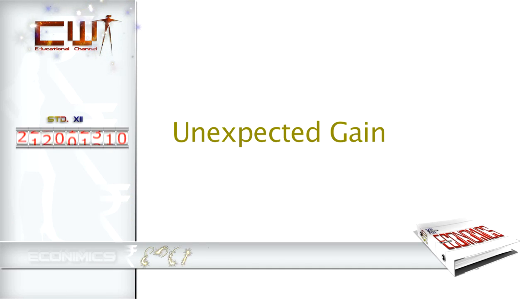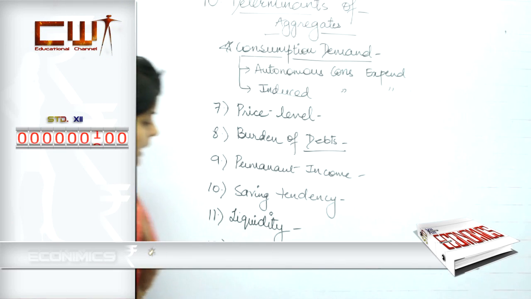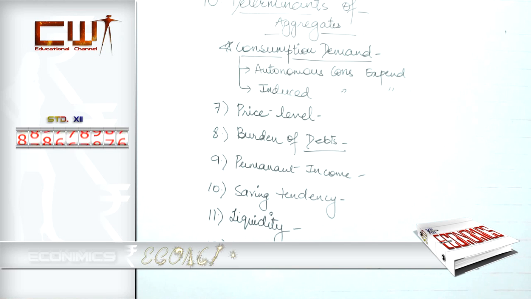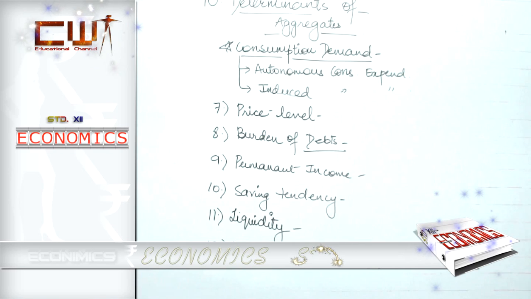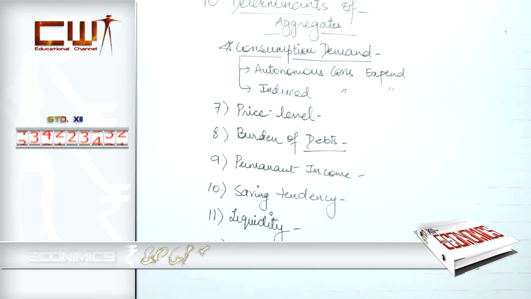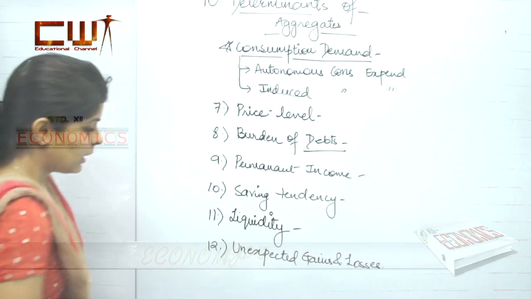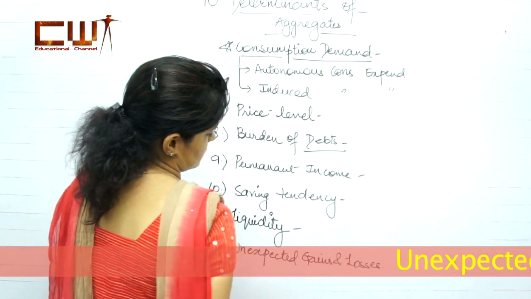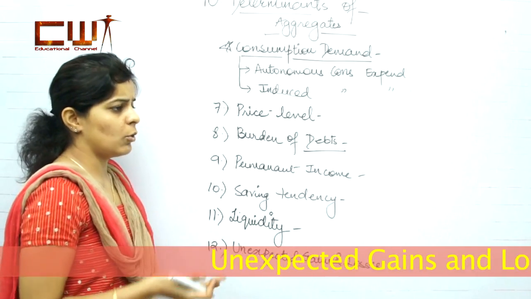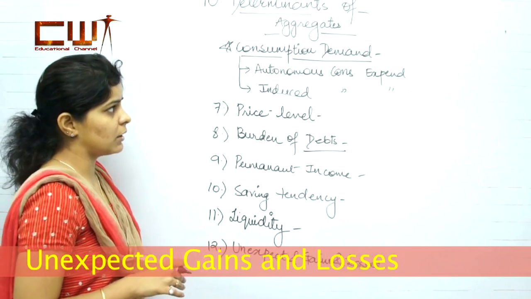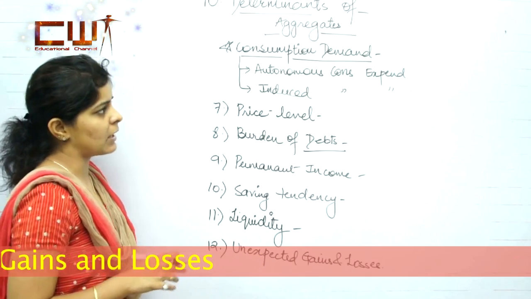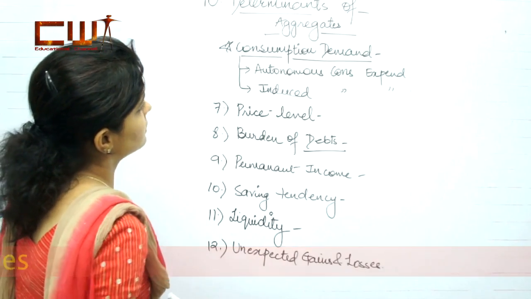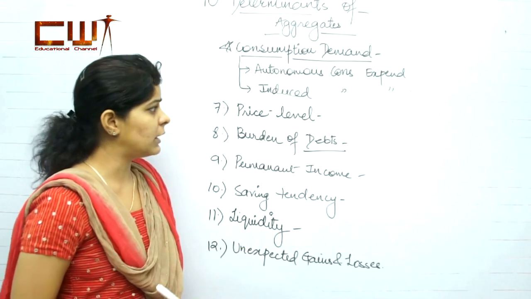Last, you have unexpected gains and losses. If a person gets unexpected gains, he will spend more on consumption, whereas if he is suffering from losses, then definitely his consumption demand will fall down. So the consumption demand also depends on your gains and losses. The more you are gaining, the more the demand increases, but the less your gains are or if you are incurring losses, consumption demand will also fall down with that.